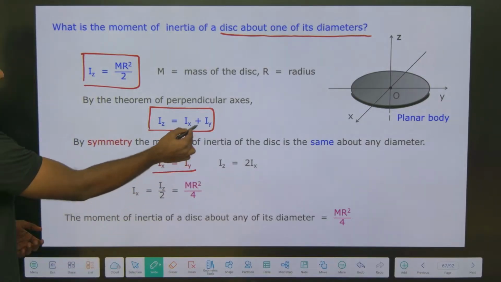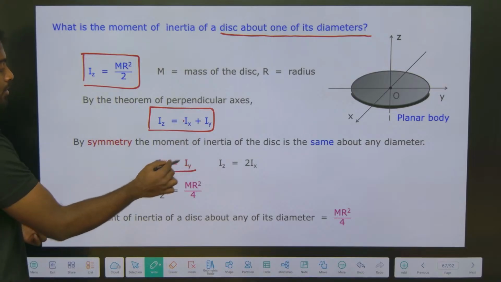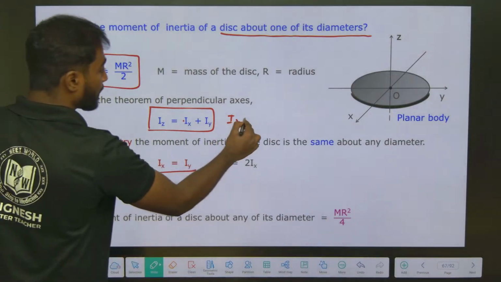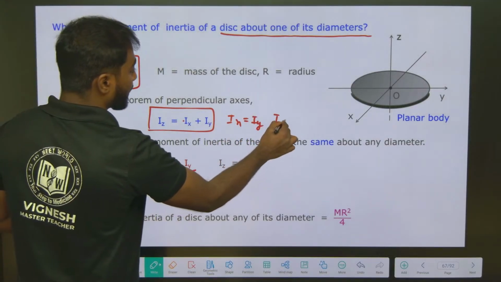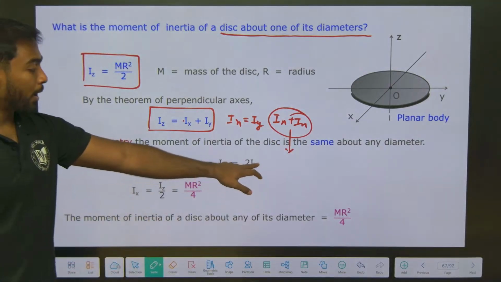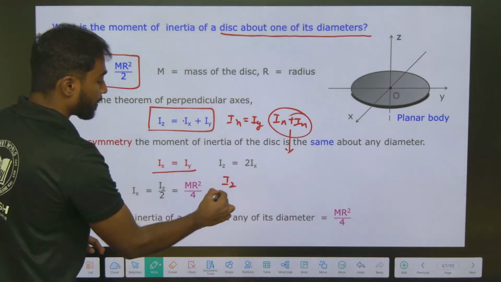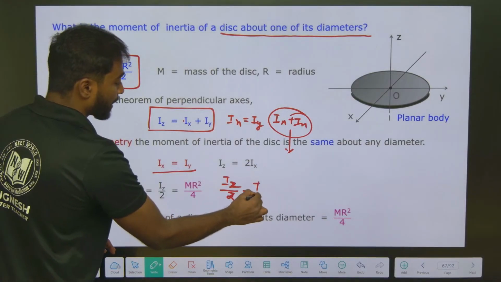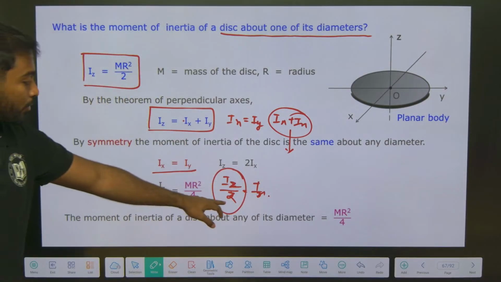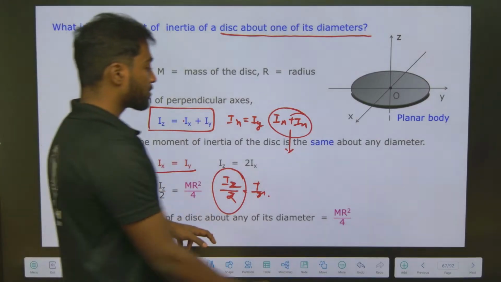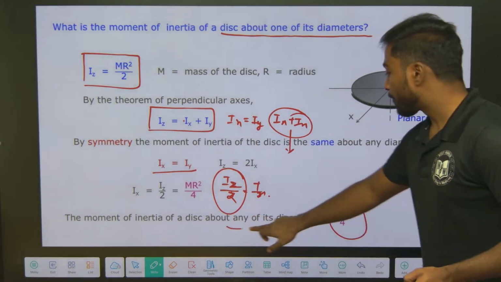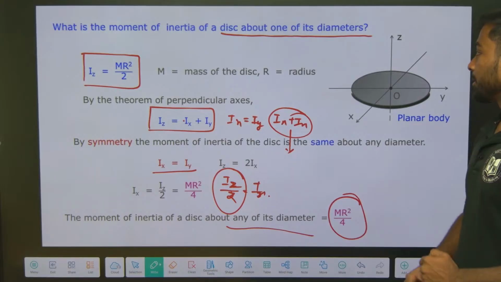So if I substitute the value, Ix and Iy are equal, so I can say Ix plus Ix, which is 2Ix. So Iz will be equal to 2Ix, so Iz by 2 will be equal to Ix. We know that m r square by 2 divided by 2 is nothing but m r square by 4. So this is the moment of inertia of the disc about any of its diameters.